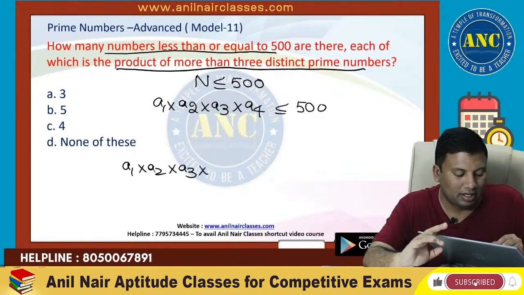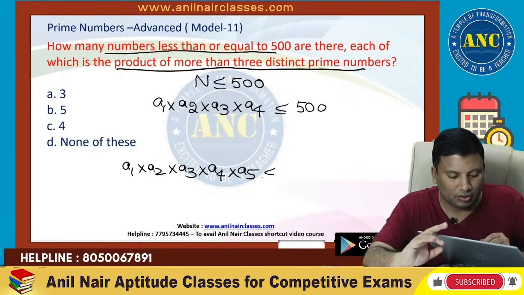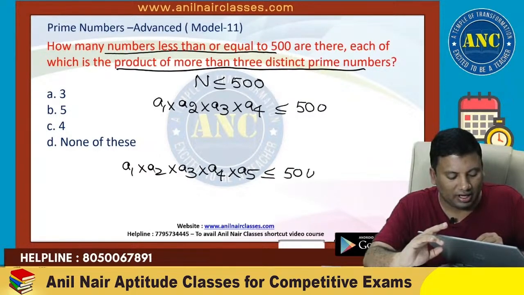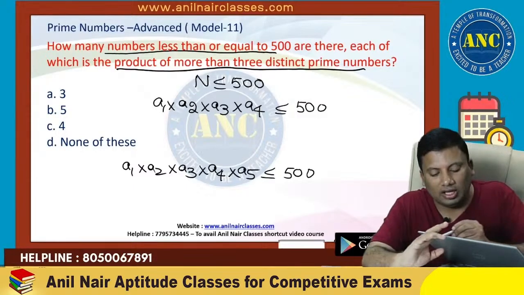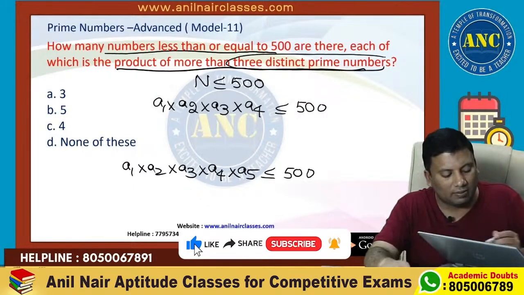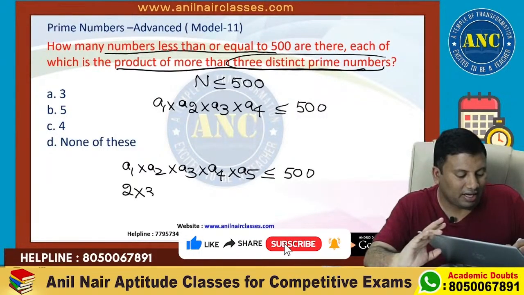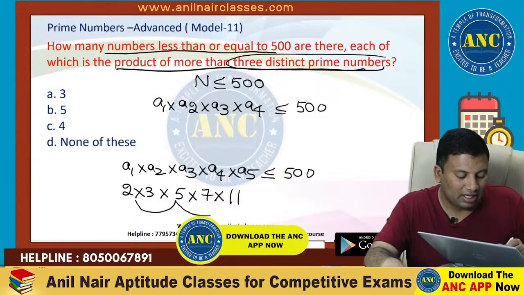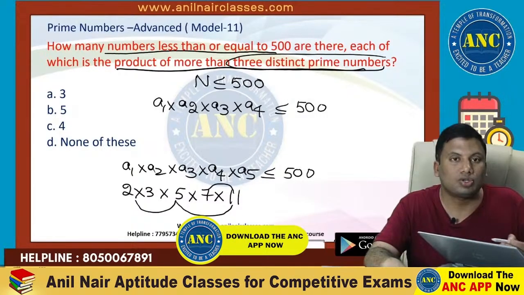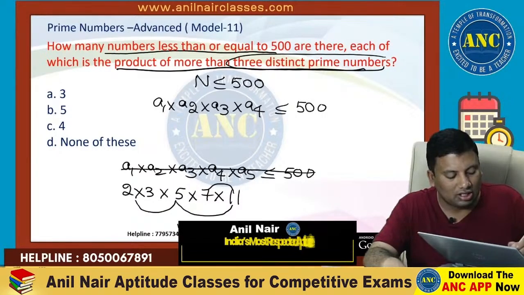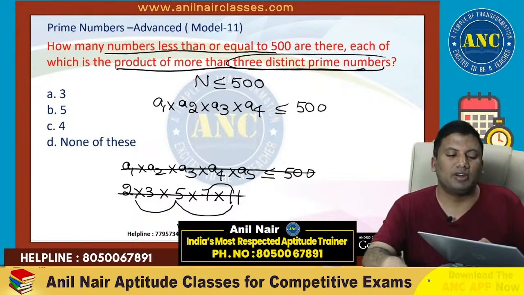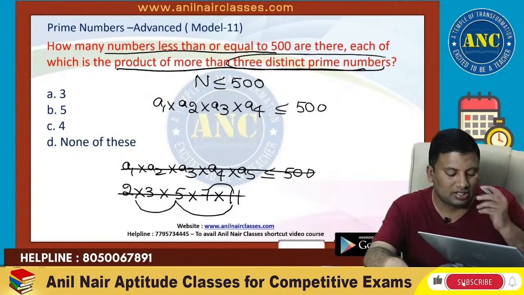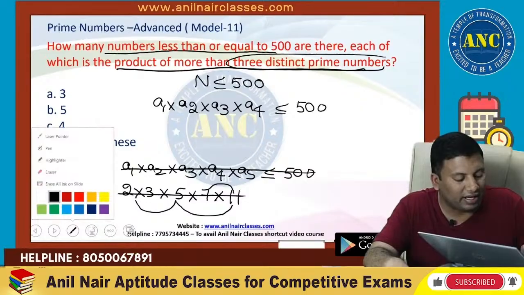So it can be A1 into A2 into A3 into A4 into A5 less than or equivalent to 500. Let me see. All the numbers are distinct. If I take 5, 2, 3, all of them are distinct, into 7 into 11. 6 5s are 30, 30 11s are 330, into 7, 2000. So these more than 4 cases will not come. I hope it is clear. The sum is getting greater than 500.